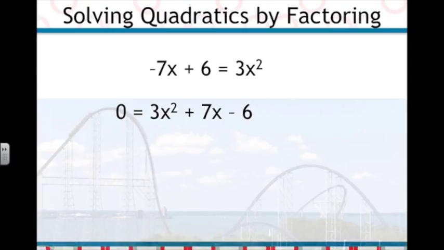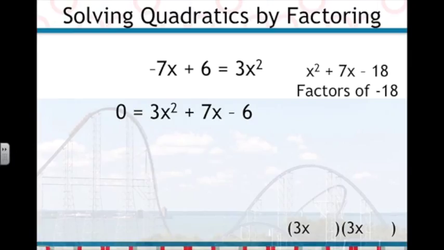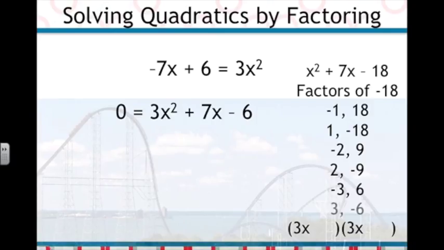Our next step is to factor 3x squared plus 7x minus 6. Remember we have to be careful factoring when we have a coefficient other than 1 in front of the x squared. First, we'll multiply the negative 6 by 3 to get x squared plus 7x minus 18 and put a 3x in both sets of parentheses. Now we'll need to find the factors of negative 18: negative 1 and 18, 1 and negative 18, negative 2 and 9, 2 and negative 9, negative 3 and 6, 3 and negative 6. We want the factors that will add up to a positive 7, so we need to use the negative 2 and positive 9, making our factors 3x minus 2 and 3x plus 9.